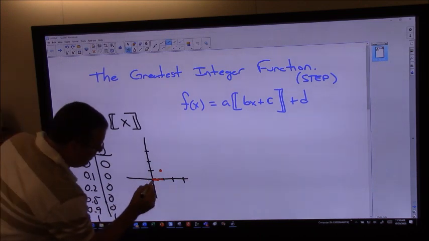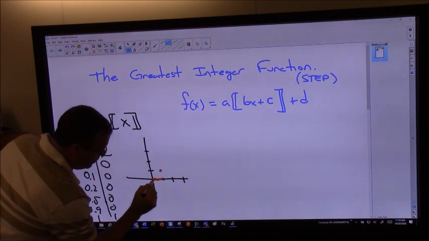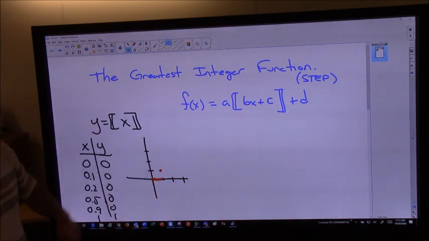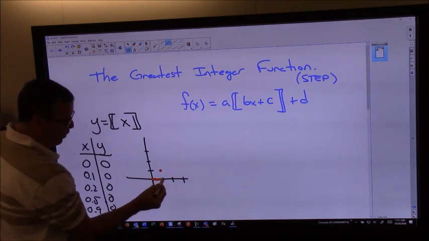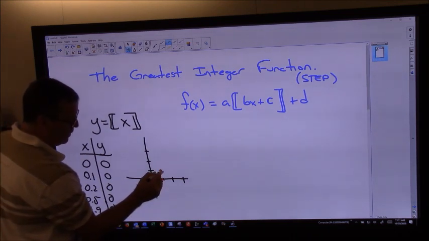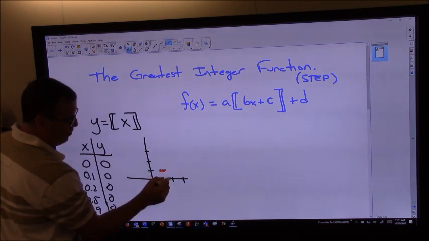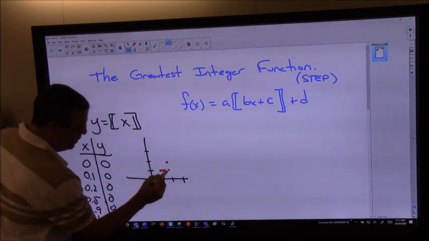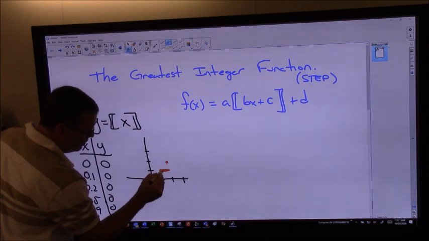And so what I have is all these dots here. What it does is it makes a step, and then I go up to the next step. So if x equals 1.1, the greatest integer is 1. 1.2, 1. 1.5, 1. 1.9, still 1. But then at 2, we jump up to the number 2. And so I've got another step right here.